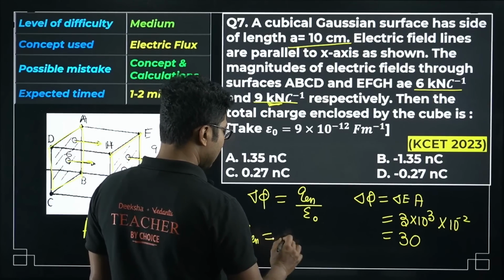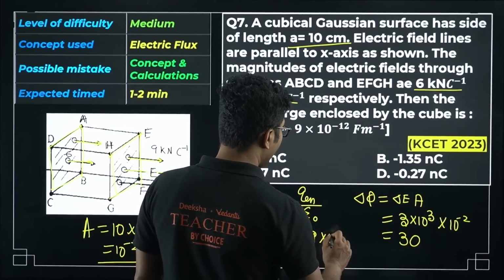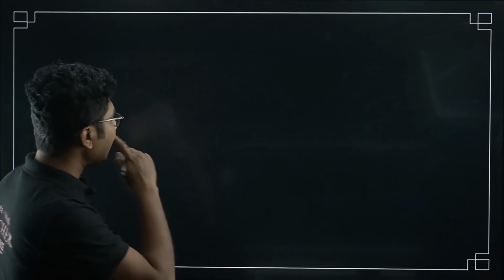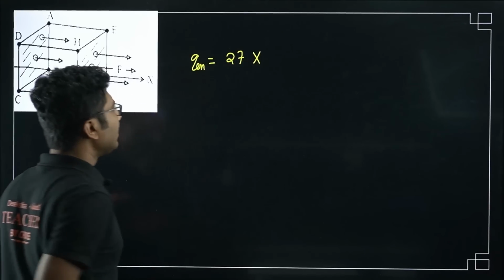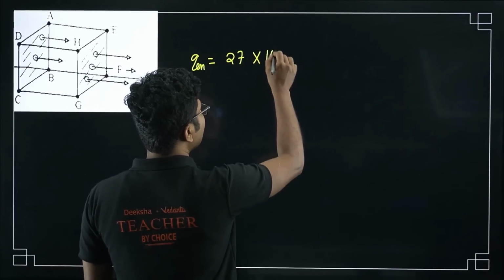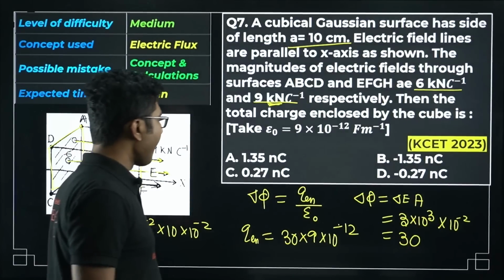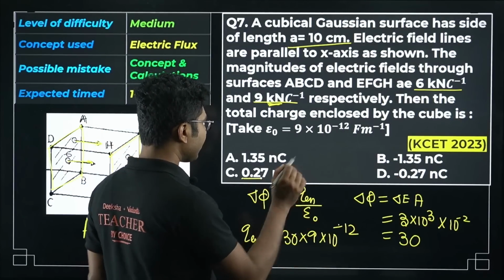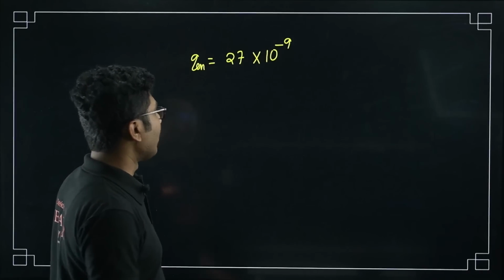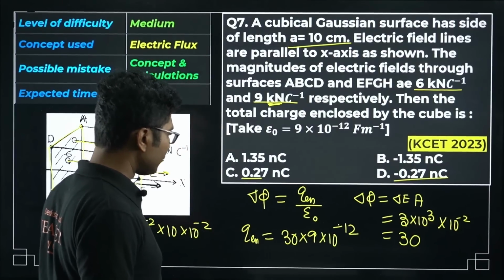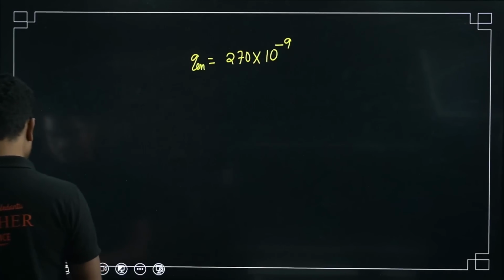So Q enclosed is 30 into epsilon naught. Epsilon naught is 9 into 10 to the power of minus 12. So you get 27. You get that Q enclosed is equal to 27 into 10 to the power of minus 9. Right? Now let's check the answer. So it will be either plus 27 nanocoulomb or minus 27 nanocoulomb. Right? Now how to do that? Obviously, I think there is some small mistake I have made. No, I have not made any mistake. It will be 270 into 10 to the power of minus 12.